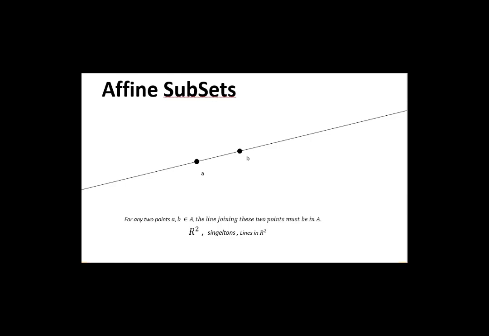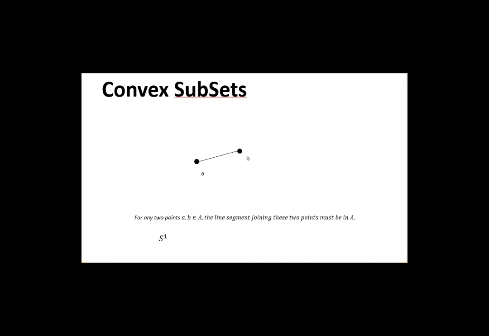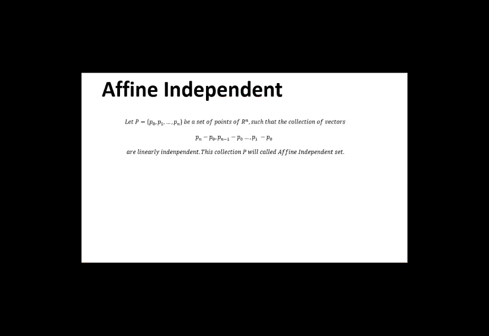Hello, so today we are going to discuss what are simplexes. And to define the simplexes, first we should know what are affine subsets. An affine subset is a set in which for any 2 points, the line joining them must be in that subset. For example, R2 itself, lines, and singletons. Convex subsets are the subsets in which the line segment joining any 2 points is again in that subset.